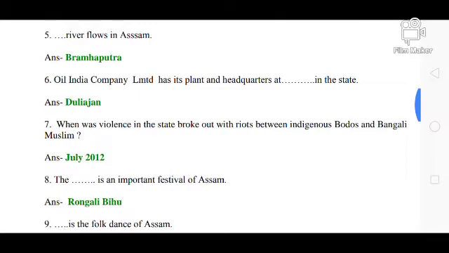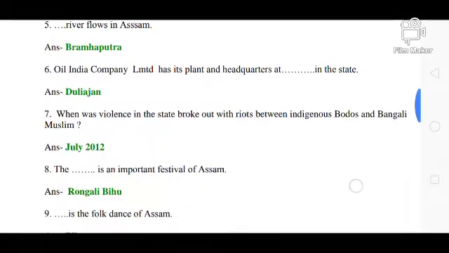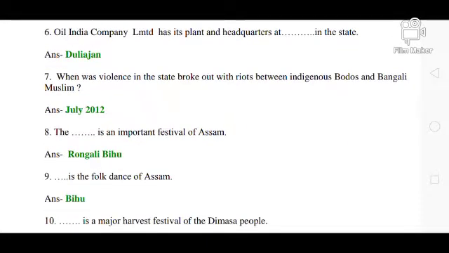The correct answer is Kaziranga and Manas. Fifth, which river flows in Assam? The correct answer is Brahmaputra. Next question, Oil India Company Limited has its plant and headquarters at ... in the state.